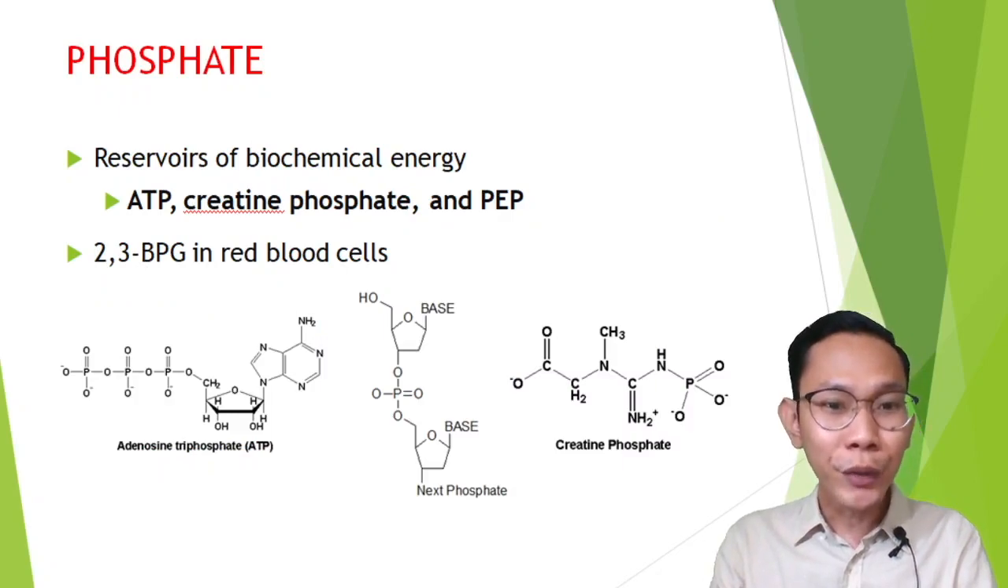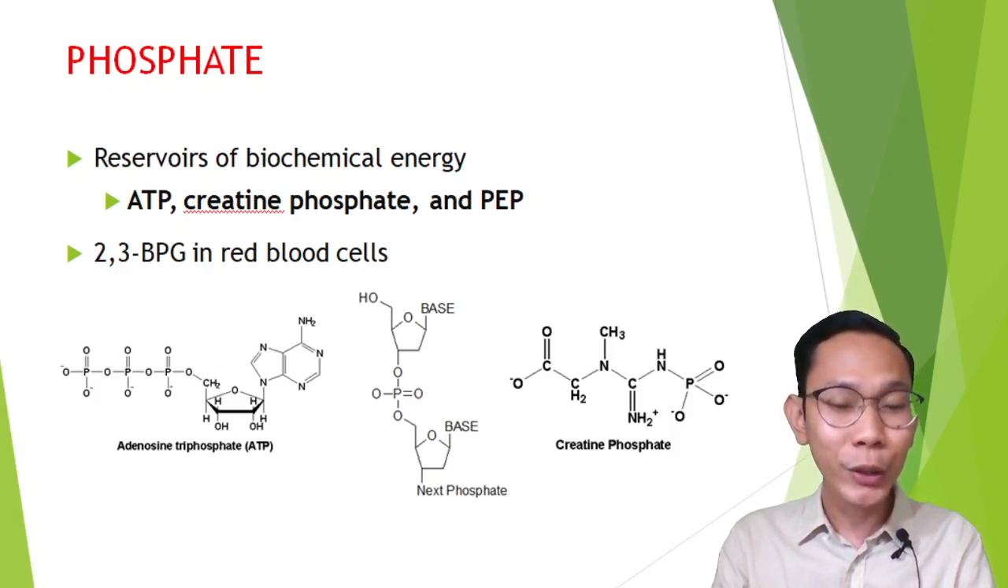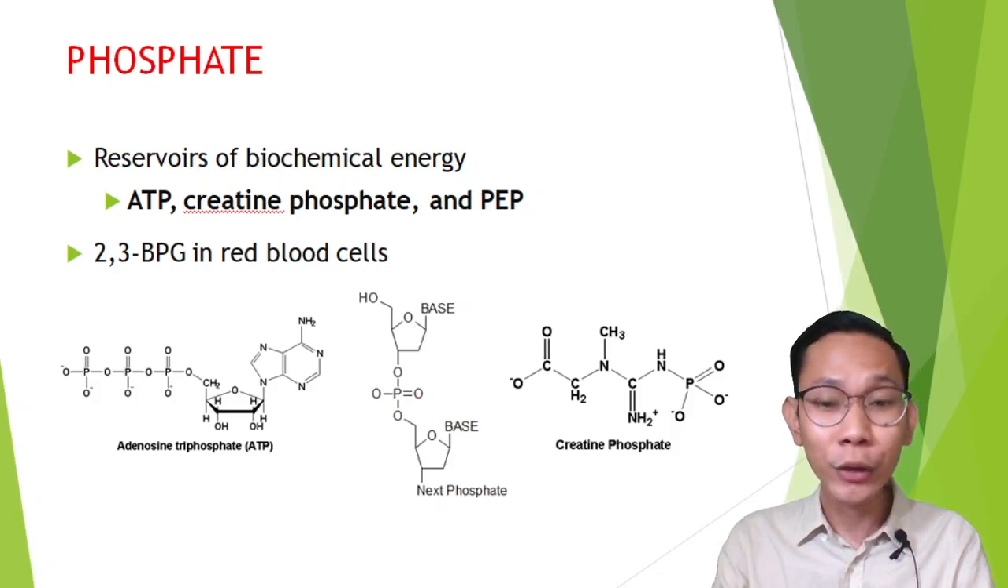Here, your phosphate is said to be the reservoir of your biochemical energy, including your ATP, creatine phosphate, and your phosphoenol pyruvate. So all of these substances are composed of your phosphate. And also your red blood cells. Your red blood cells have this 2,3-DPG or your 2,3-BPG, which is your bisphosphoglycerate. So again, in hematology, what is the action of your 2,3-BPG in your red blood cells?